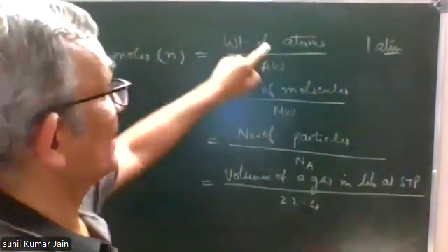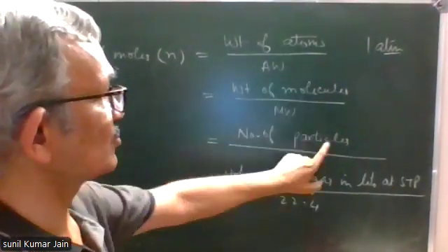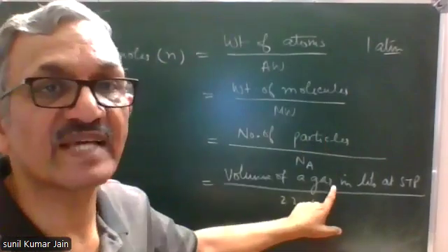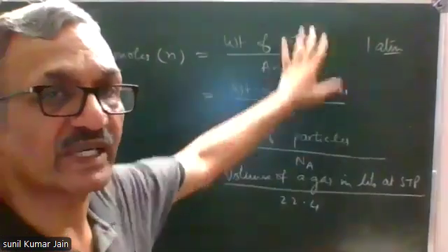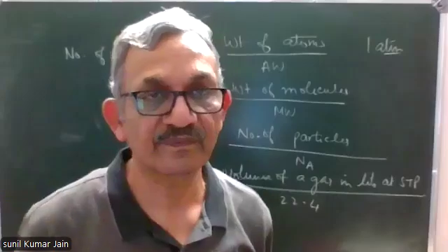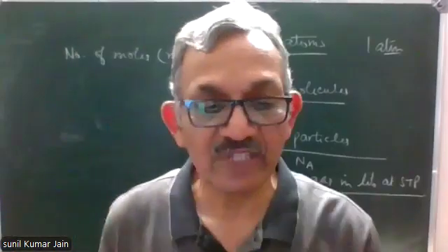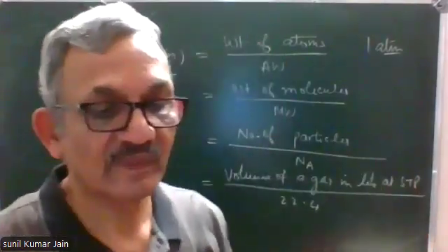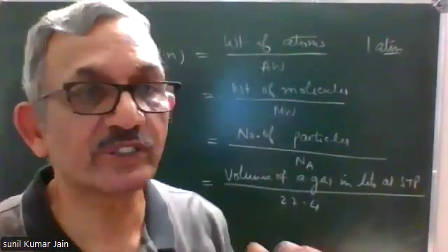So if we are given the mass of atoms, mass of molecules, number of particles, or the volume of the gas in liters at STP, we can convert into moles by using any one of these formulas. Next topic. Gram atom and gram molecule.